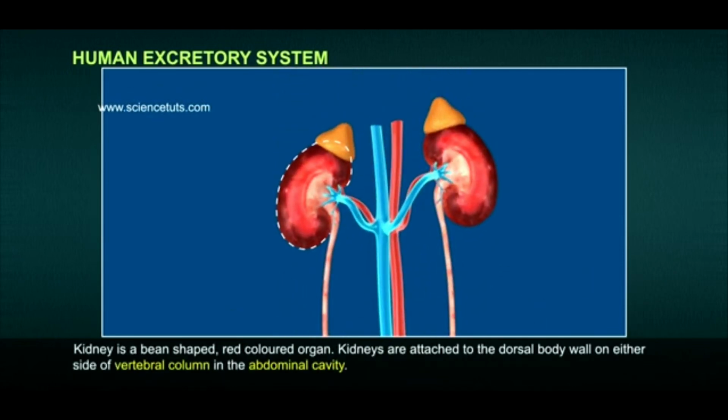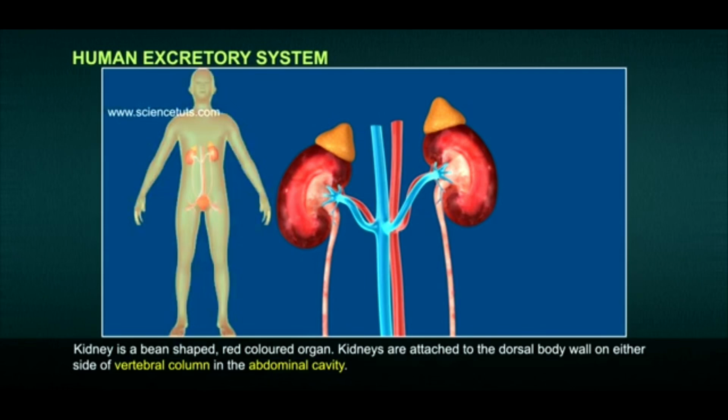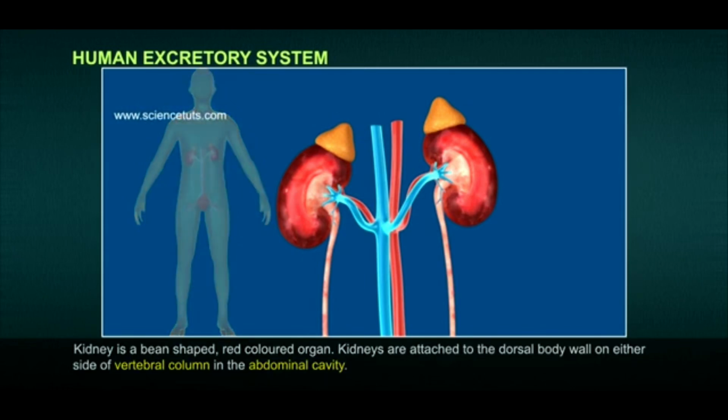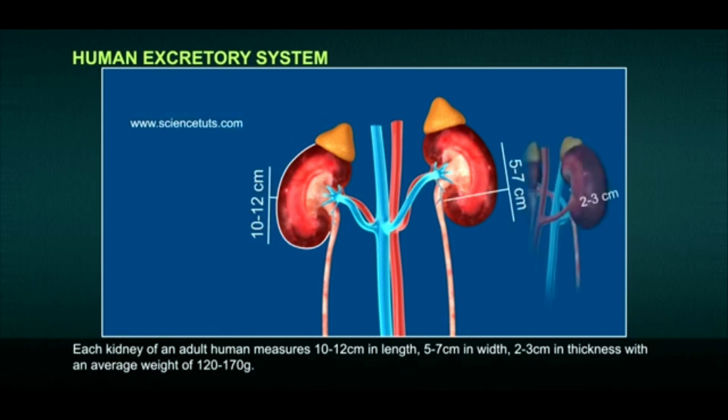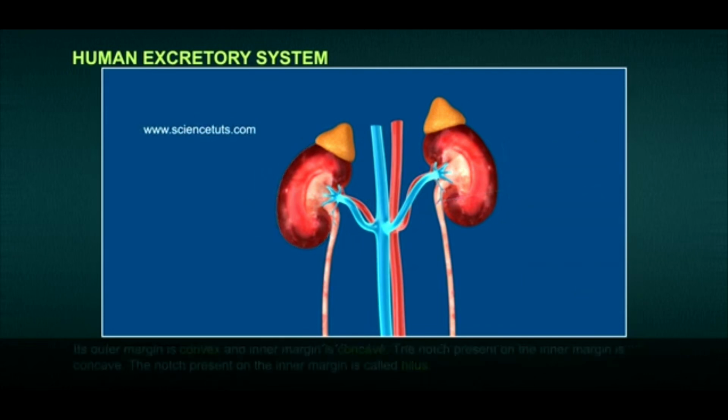Kidney is a bean-shaped, red-colored organ. Kidneys are attached to the dorsal body wall on either side of the vertebral column in the abdominal cavity. Each kidney of an adult human measures 10 to 12 centimeters in length, 5 to 7 centimeters in width, 2 to 3 centimeters in thickness, with an average weight of 120 to 170 grams.